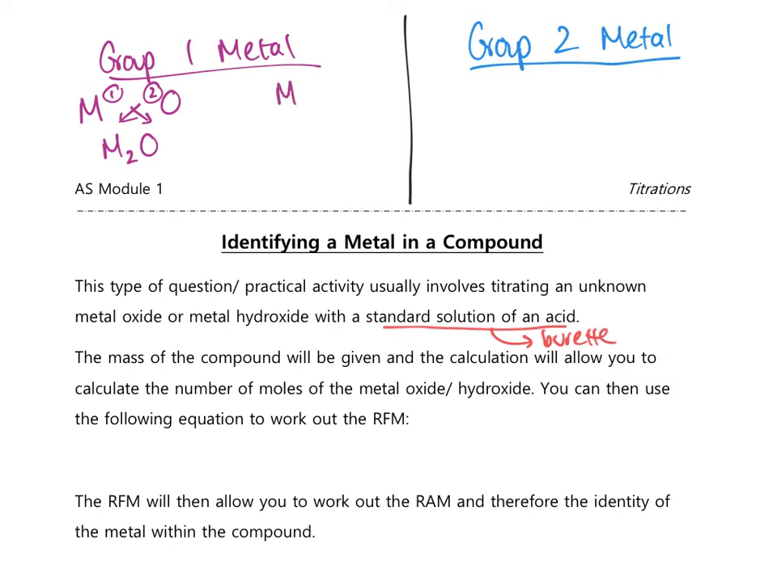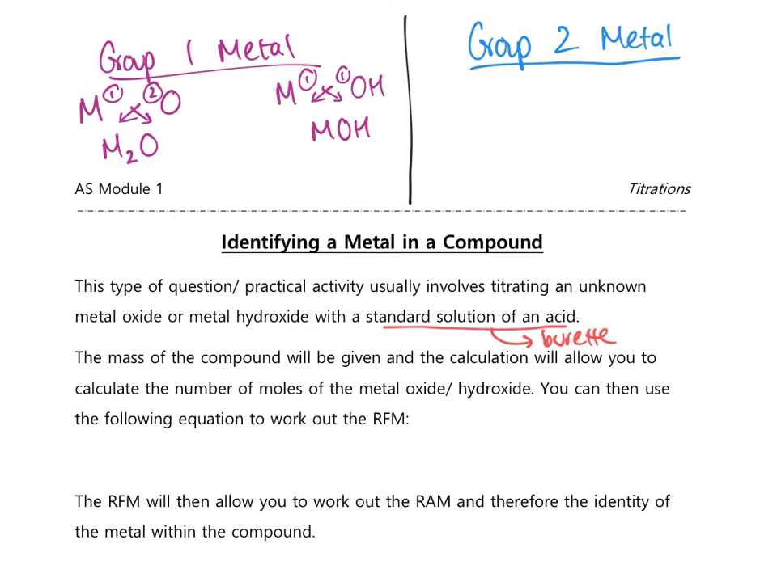But if it was a metal hydroxide, you would have your metal, again with a valency of 1. Hydroxide is OH minus, so it would be OH with a valency of 1. Swap and drop that, you would get a general formula of MOH. So if you had either one of those two general formulas, you would be able to tell that your metal was from group 1 or it has a valency of 1.